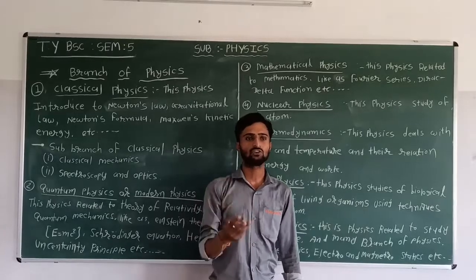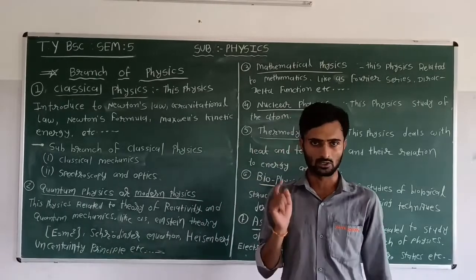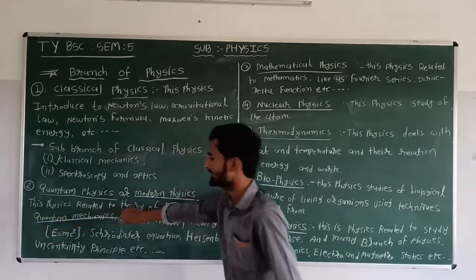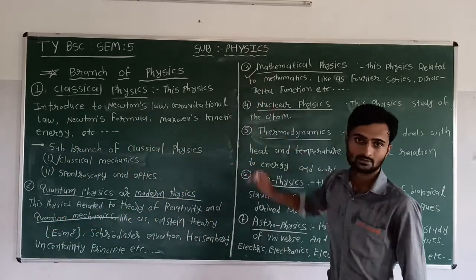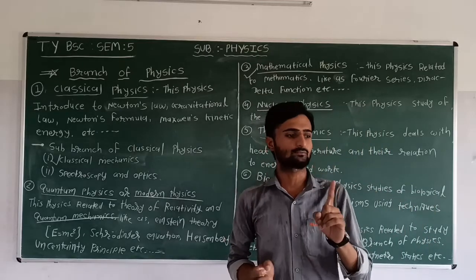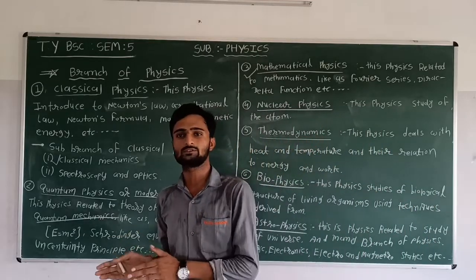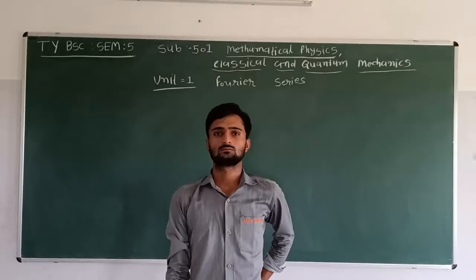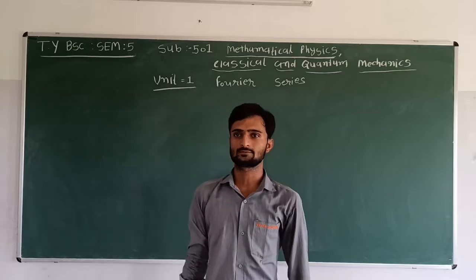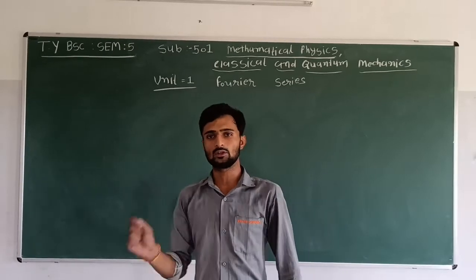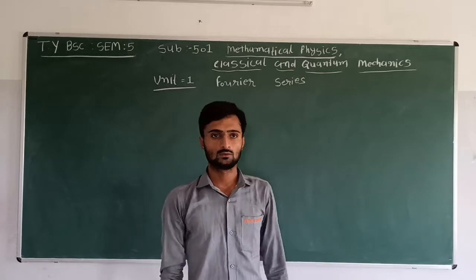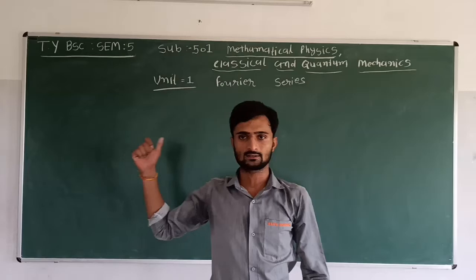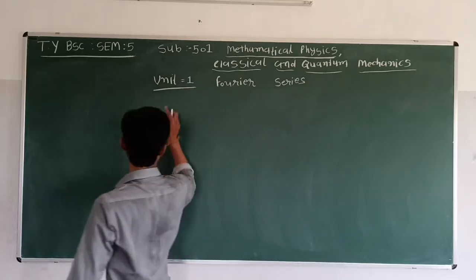Now we combine the three physics in subject number 5.1: classical mechanics, quantum mechanics and mathematical physics. These three physics are combined in one subject, 5.1. Now we start physics 5.1: classical mechanics, quantum mechanics and mathematical physics. The first part of physics is mathematical physics, and the first unit is Fourier series. So now we start Fourier series.